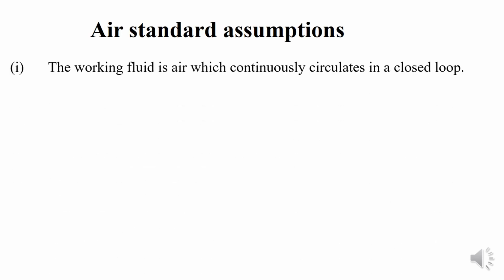So what are the assumptions we are going to make? The working fluid is air, which is continuously circulating in a closed loop. So we are considering only the closed cycle, and not the open cycle. Air behaves as a perfect gas, which means it obeys the perfect gas equation, PV equals mRT.